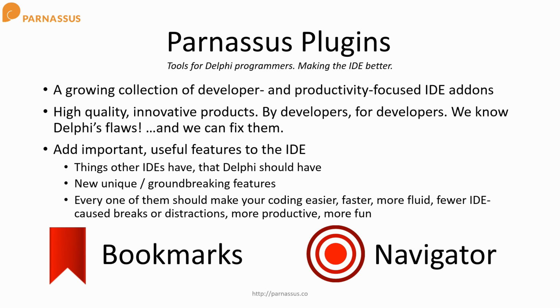I personally have used Delphi since it was Turbo Pascal, and I'm well aware of what the IDE doesn't do and how it functions. And I've found that there are things that I wish the IDE did, or features that it had, or features that it currently has that I wish had been implemented differently. And those are the things that these plugins address. So Bookmarks is a plugin that replaces functionality that's already built into the IDE, but does it better. And Navigator is a plugin that adds something completely new. But first, let's have a look at Bookmarks.